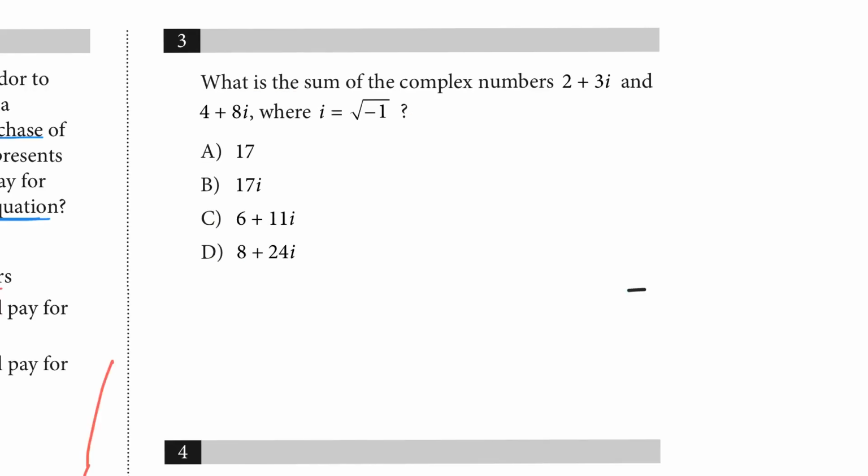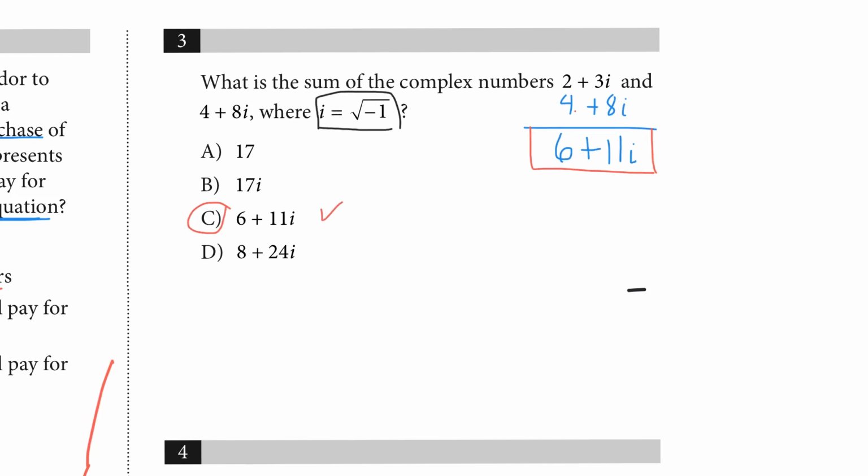So problem number 3 says, what is the sum of the complex numbers 2 plus 3i and 4 plus 8i, where i is represented by the square root of negative 1? Well, you don't really need that, but i squared is negative 1, so i is defined as the square root of negative 1. So all we're going to do here is take 2 plus 3i and 4 plus 8i, and we're going to add those together. So I'm going to put the 4 plus 8i right here so I can add the real numbers together. 2 plus 4 is 6, and 3i plus 8i is 11i. So all we're doing is combining real numbers with the real part and then imaginary with the imaginary. So our answer should be 6 plus 11i. And that looks like that's answer C for this one.